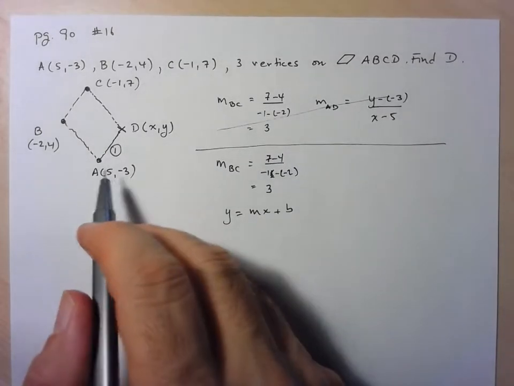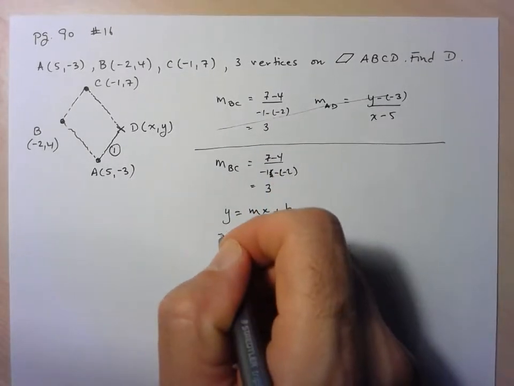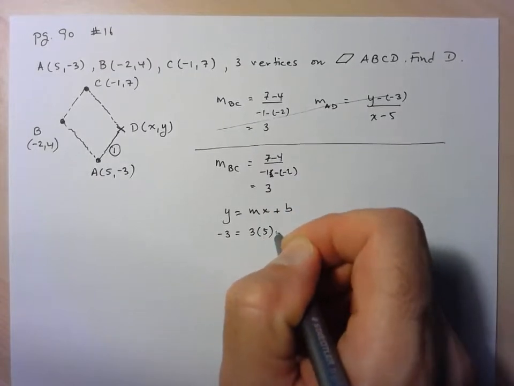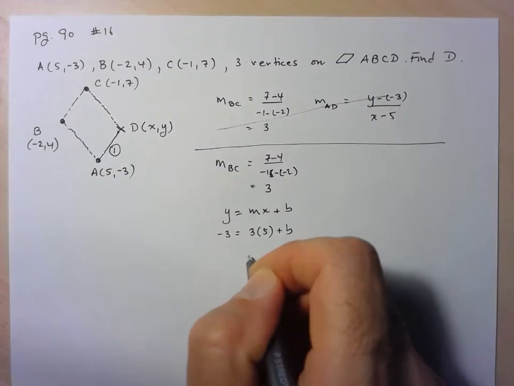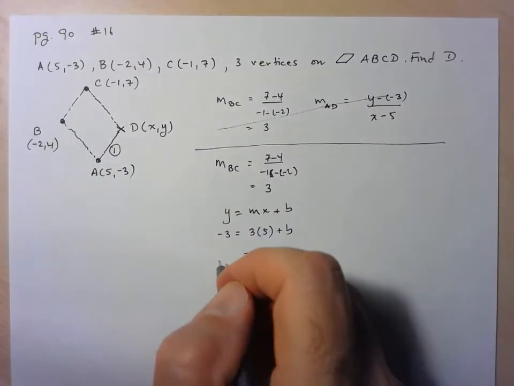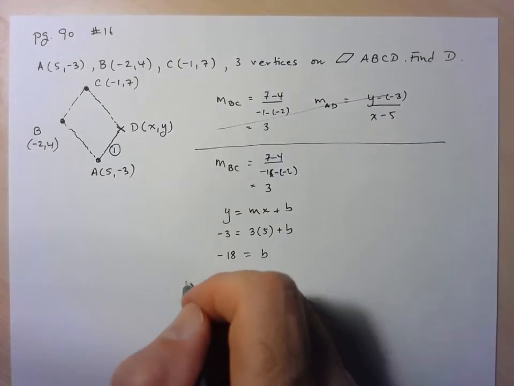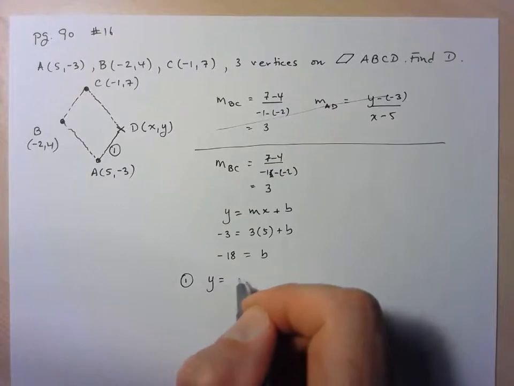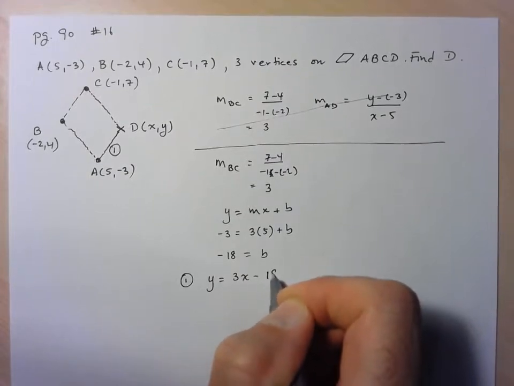It passes through (5, -3), so y is negative 3. The slope has to be 3, x is 5, plus b. So here b is equal to negative 3 minus 15, so negative 18. So equation 1, my first line, is just going to be y equals 3x minus 18.